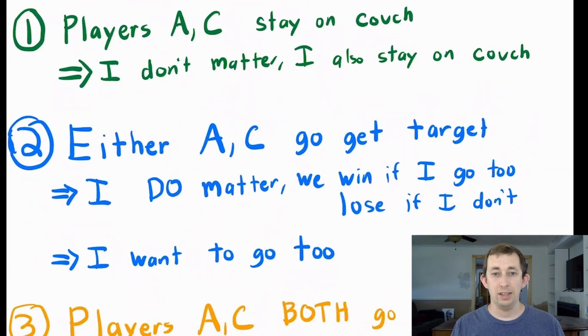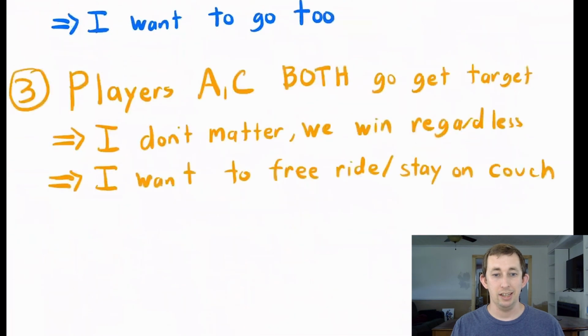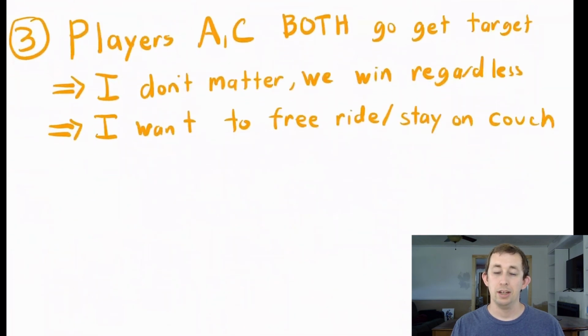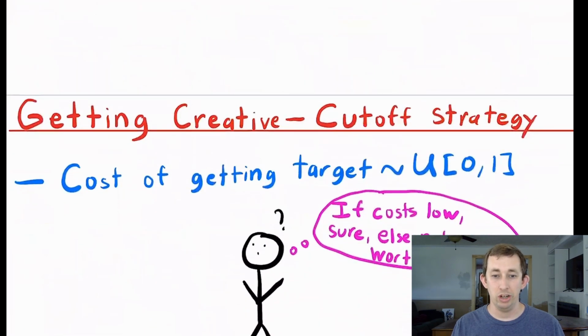Now, if one of my 2 buddies is going to get off the couch, then I definitely want to get off the couch, because I am pivotal. I make us able to catch that guy, and I would much rather pay the cost if I'm going to get Z than stay on the couch and we lose. Now, if both of my friends are planning to go up and get the target, then I don't matter because we're going to win regardless, and I can be the free rider, stay on the couch, and get my Z prize for free.